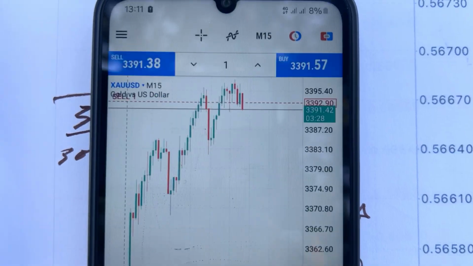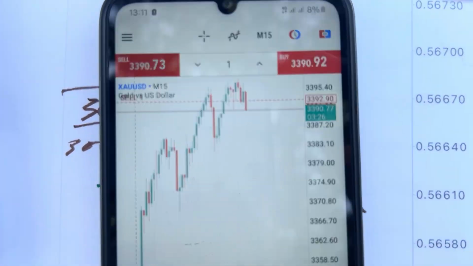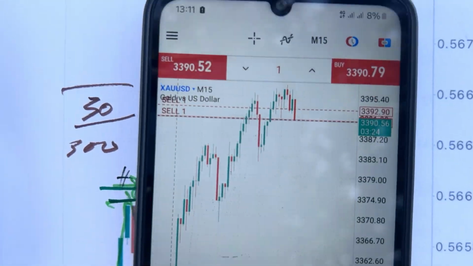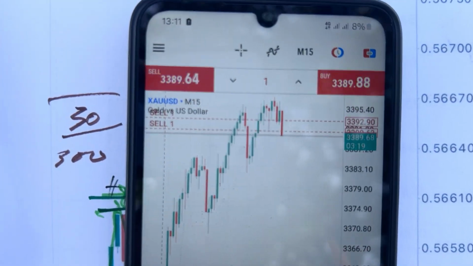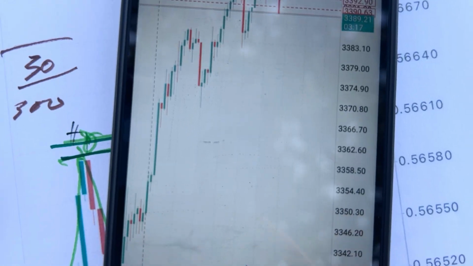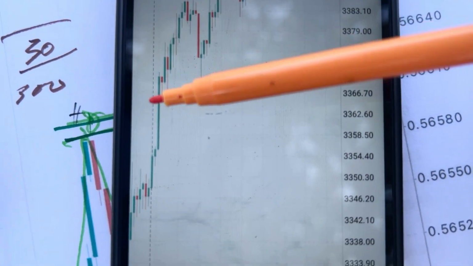So whatever we do here, if right now we take as many sell trades as possible, we're expecting to take profit at the low of the day. How do we see the low of the day? We see the low of the day because of using the period separator, separating the days.